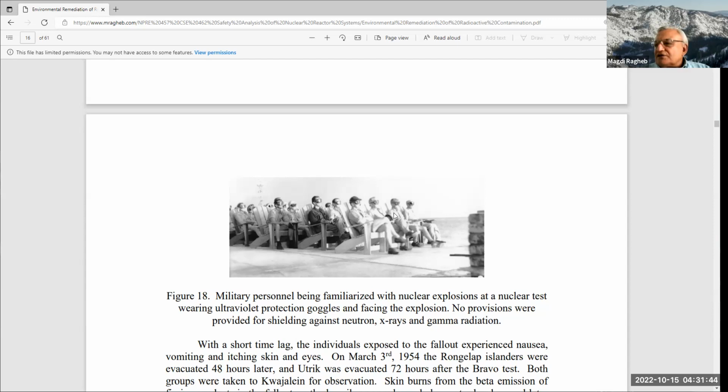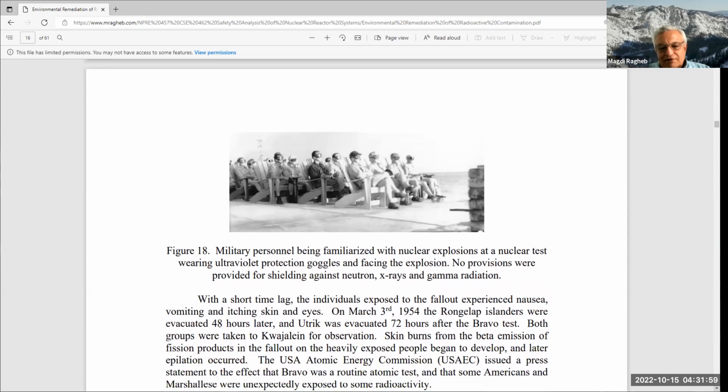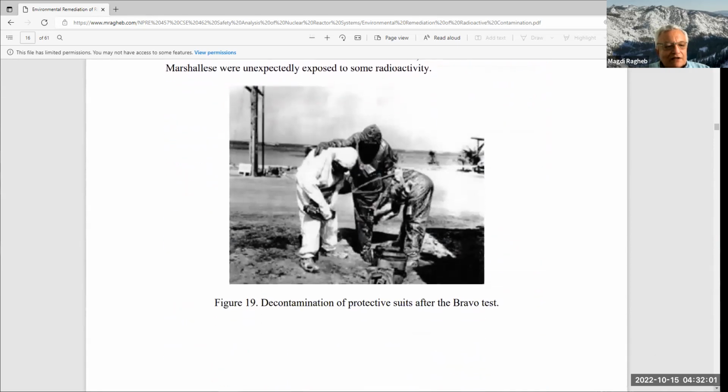That light emission is followed by ultraviolet. Yeah, it protects their eyes here. They had also neutrons, and they had gamma radiation. They had X-rays. So those people were unnecessarily exposed to radiation, and many of them, of course, suffered from cancers later in life.